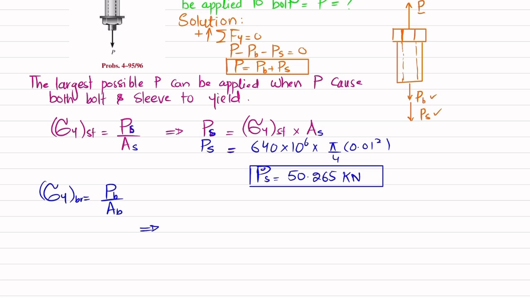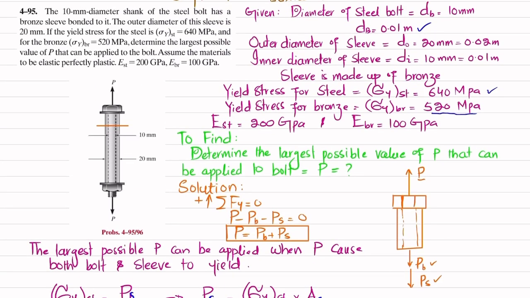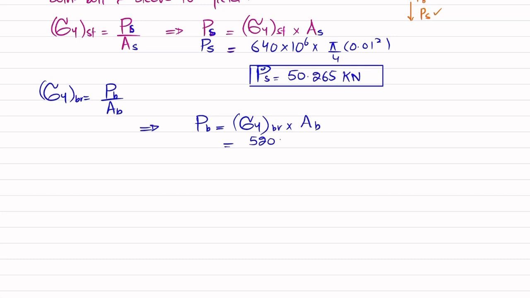Okay, so from here, load taken by brass sleeve will be equal to yield strength of this brass multiplied by area of this brass. The brass yield stress is 520 megapascal, so 520 multiplied by 10 to the power 6, and this sleeve having outer and inner diameter, it will be equal to pi by 4 times outer diameter 0.02 square minus inner diameter 0.01 square. The formula is pi by 4 d outer square minus d inner square. Now when you calculate it, the load taken by this brass sleeve will be equal to 122.52 kilonewton.